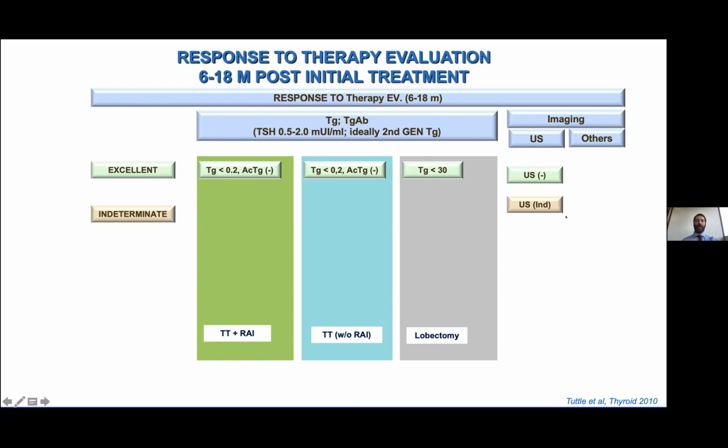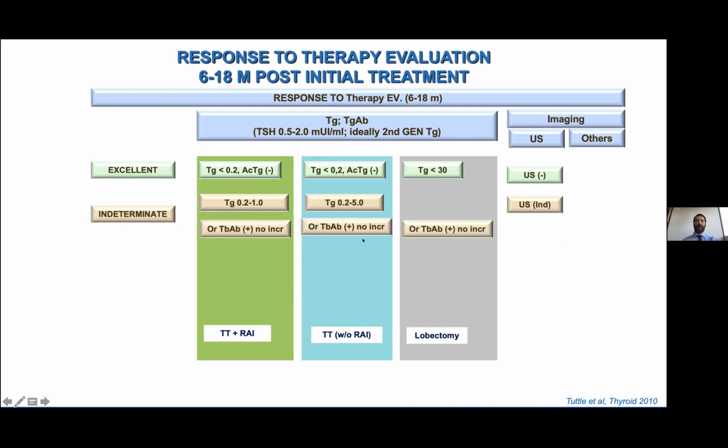We will call the patient with indeterminate response to therapy when they have indeterminate findings in the neck ultrasound, or neck ultrasound that is negative but with mildly elevated thyroglobulin levels. In the case of total thyroidectomy plus radioactive iodine, thyroglobulin between 0.2 and 1. When total thyroidectomy without radioactive iodine, thyroglobulin between 0.2 and 5. Or any level of thyroglobulin, as long as it is mildly elevated, but with thyroglobulin antibodies that are stable or decreasing. It means no increasing thyroglobulin antibodies.